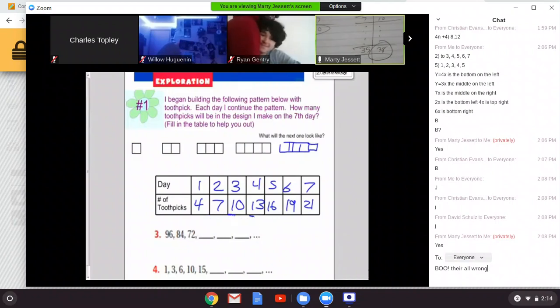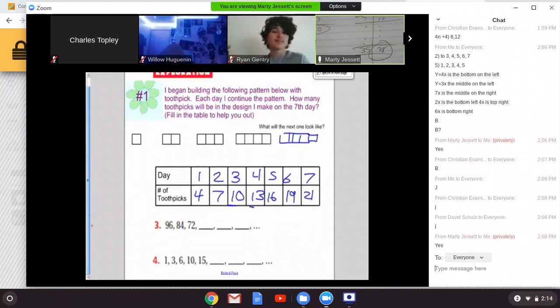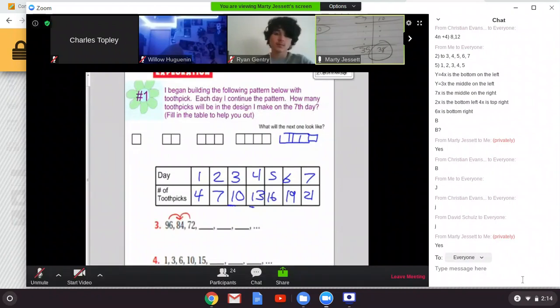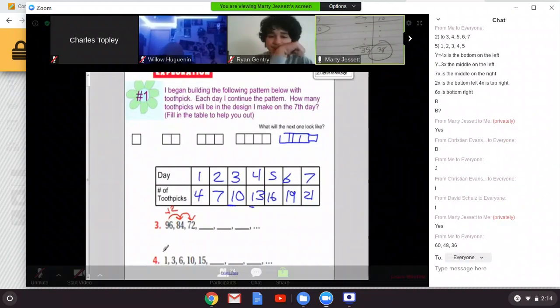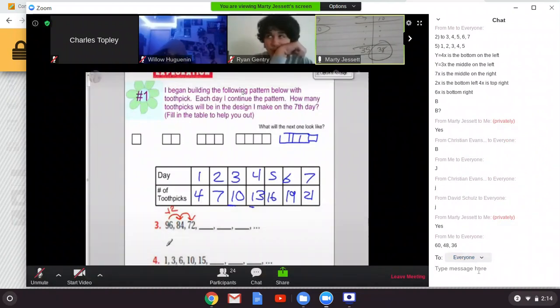All right, let's look at another pattern. All right, so we have 96, 84, 72. Again, what I like to do is I draw like a frog jumping from number to number, and I tell what's happening to get from 96 to 84. I can see that I am subtracting 12. I could always use my calculator to see what that difference is.